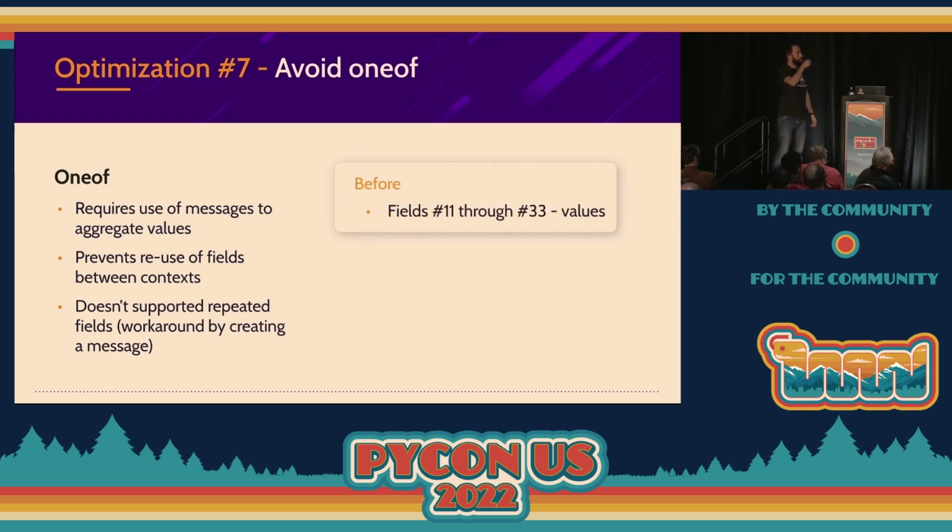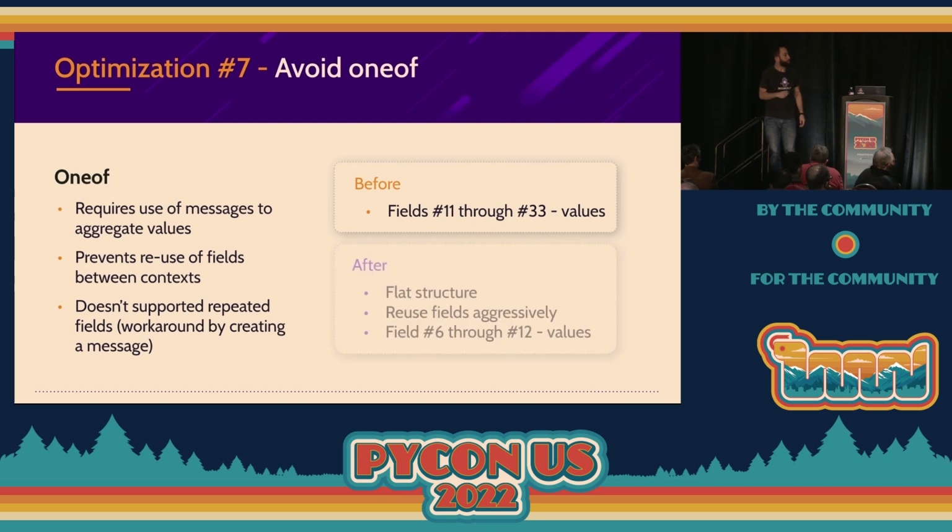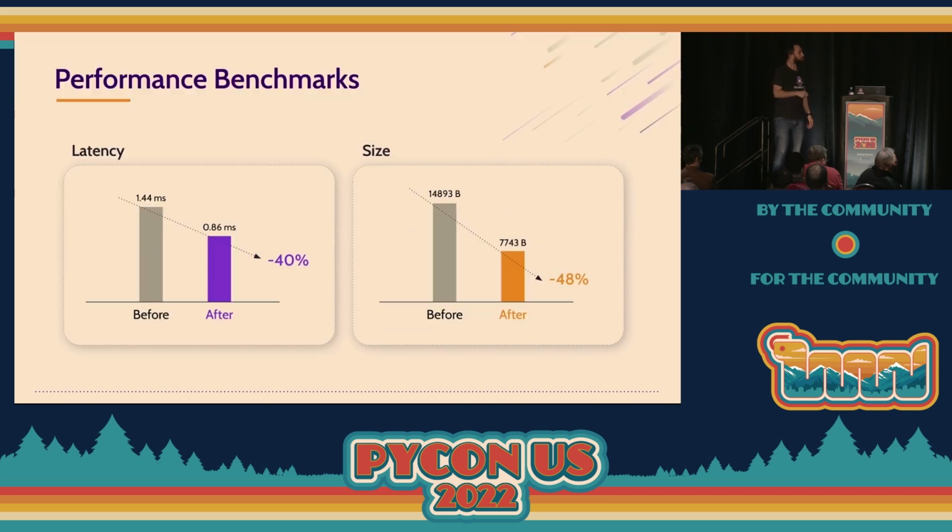So originally, we had a Oneof where a lot of the values were. And after that, we've removed the Oneof. We created a flat structure. And after reusing fields aggressively and merging them, we actually got to the point that only fields 6 to 12 are used to contain the values of the variables. 1 through 5 are used for the metadata. And actually, everything else is reserved for future use. So this is how it goes.